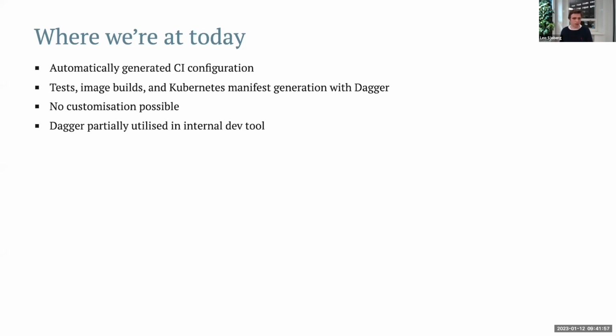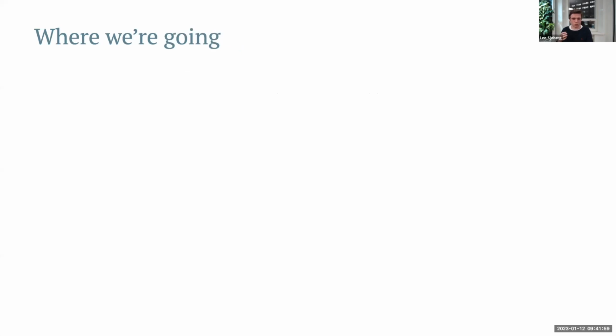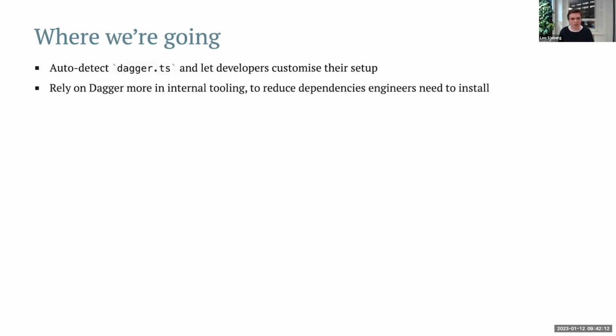Now, in terms of where we want to go, well, this first one is exactly what I demoed, so that's what we're hopefully getting out to the teams next week, right? Is auto detecting this and letting developers customize. Secondly, again, expanding that use of Dagger in internal tooling, so reducing those dependency needs.